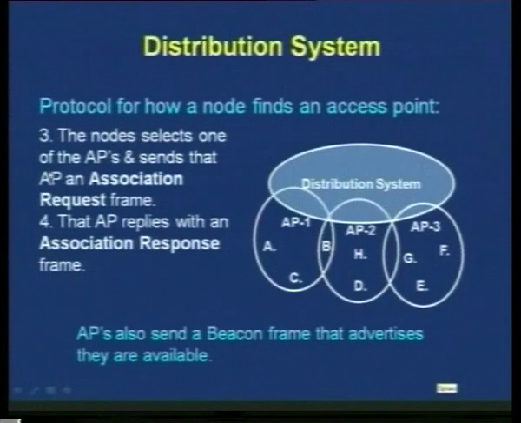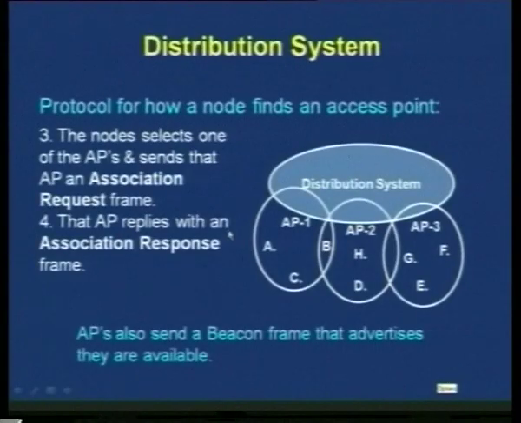And so, it chooses one of the access points and sends that AP an association request frame saying that I want to be associated with you. That AP now will reply with an association response frame. Once that association response frame comes to B, B knows that it is connected to that particular access point. So, this is one mechanism by which nodes can connect to an access point.